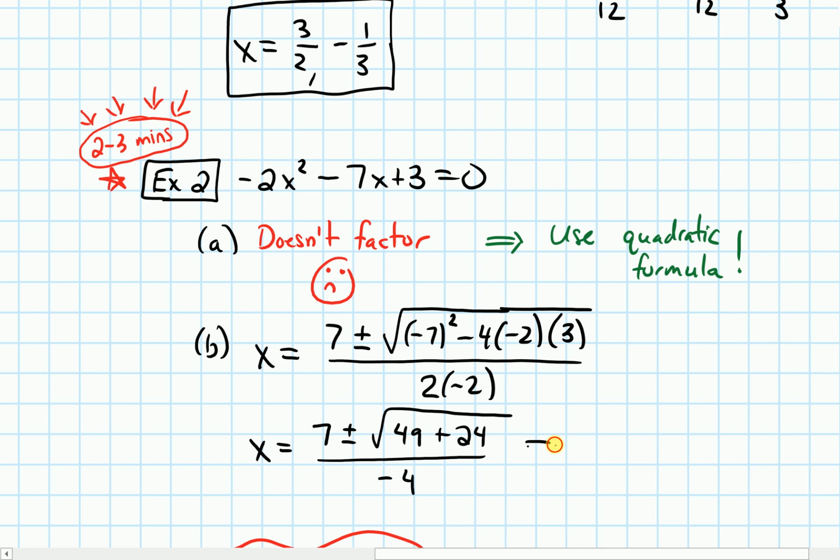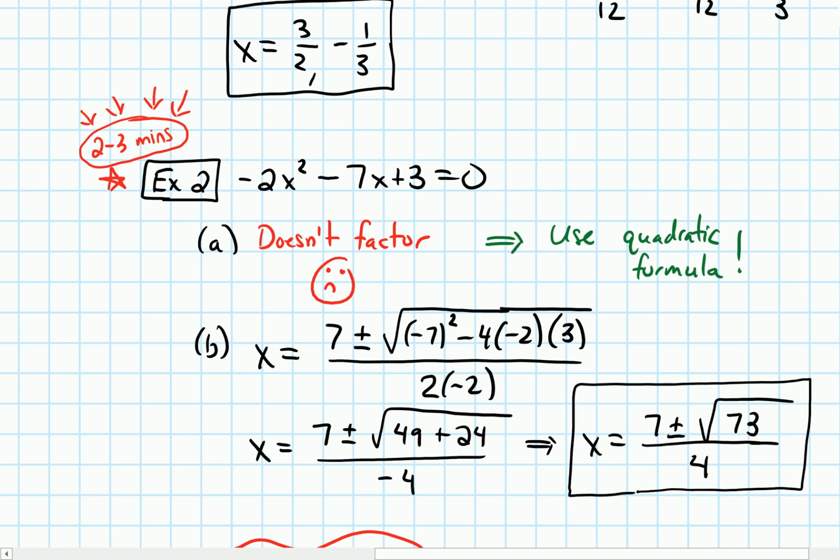And if I simplify this a little bit further, we get x equals 7 plus or minus the square root of 49. Oh, whoops, sorry. Let's simplify 49 plus 24. That is going to be 73 over 4. And at this point, this is as far as I can go. There's no perfect square that divides 73 that I'll be able to pull outside of the square root. So this is as far as I can take this, and these are my answers.